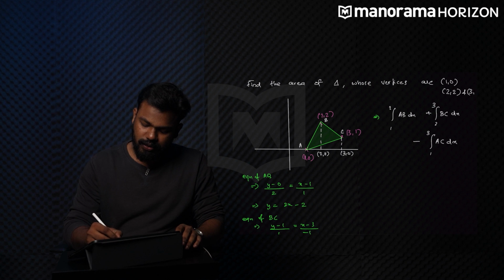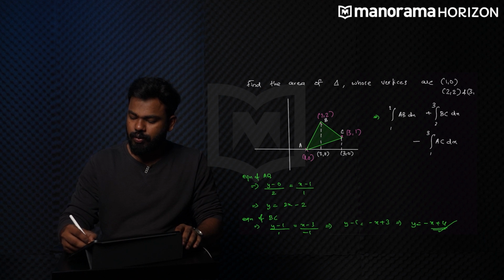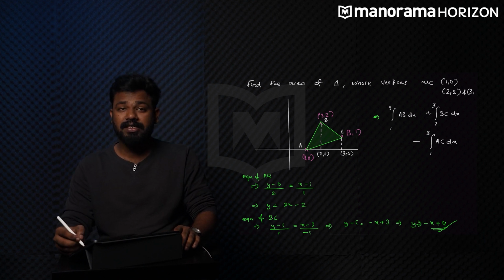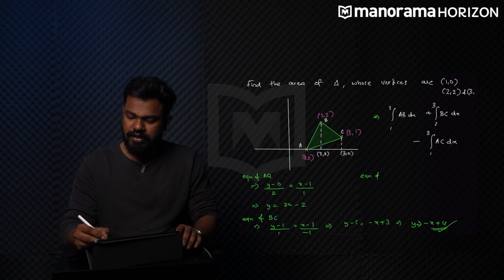So you will be getting that equation as y minus 1 is equal to minus x plus 3, or y is equal to, from that you will be getting minus x plus 4. So this will be the equation of the second line, that is BC. Understood? Now the third line, that is AC, equation of AC.